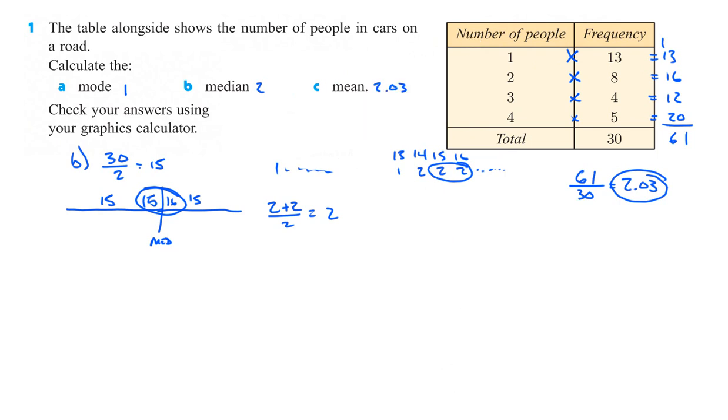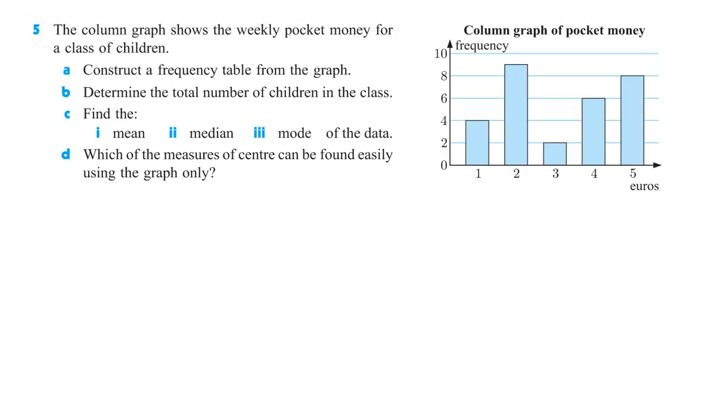Okay? Okay, let's take a look then at the next one, which is number 5. A column graph shows the weekly pocket money for a class of children. Construct a frequency table from the graph. So let's do that first. So the values and the frequency. So these are all our values. So kids either brought €1, €2, €3, €4, or €5.